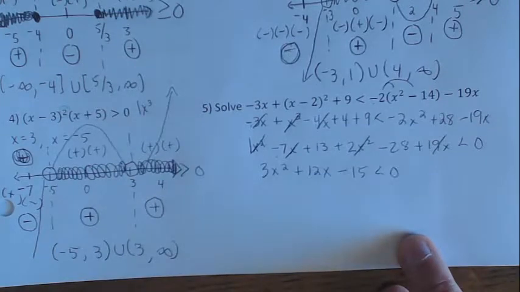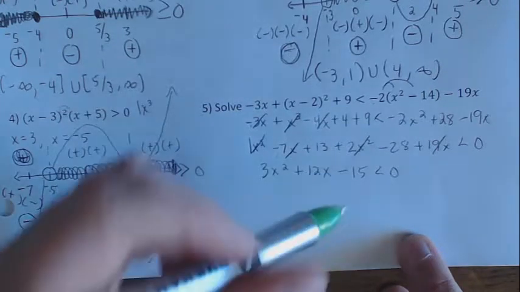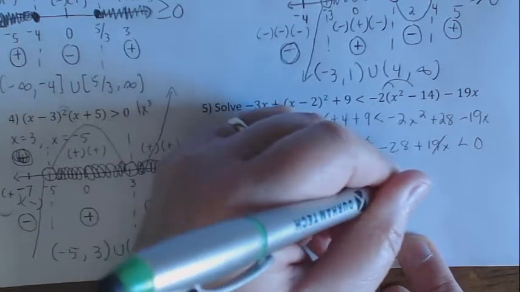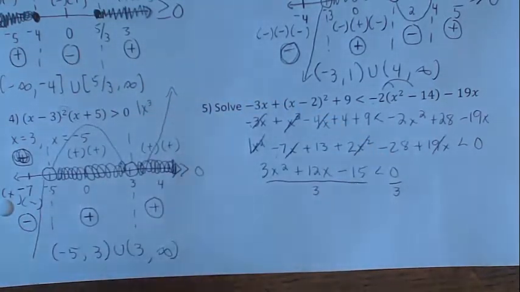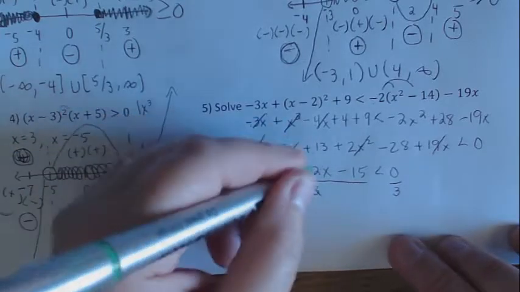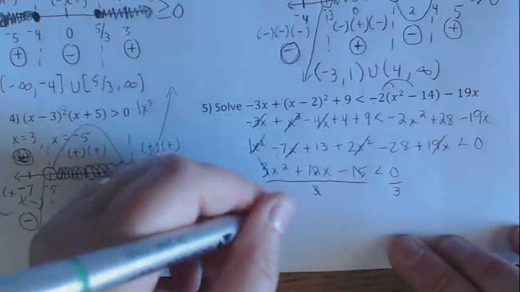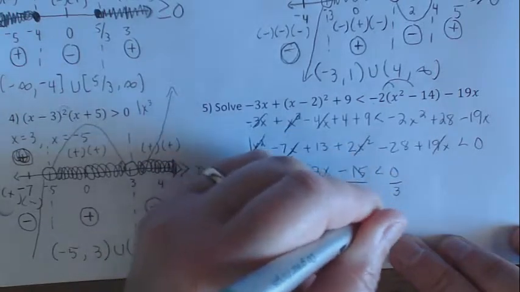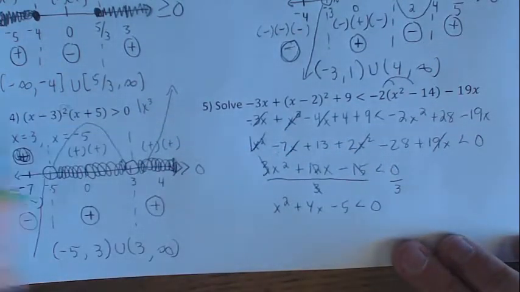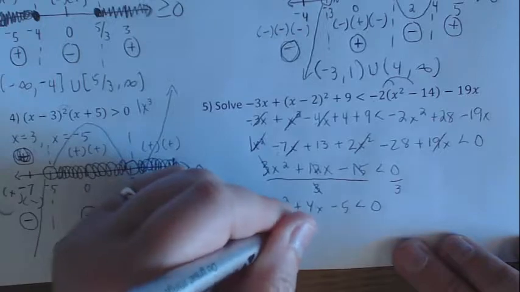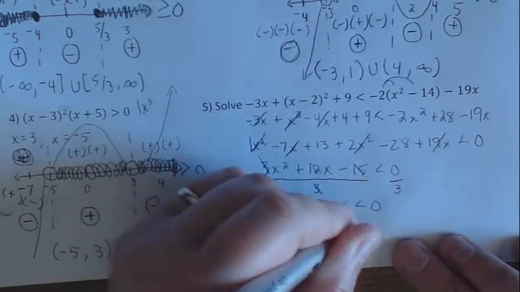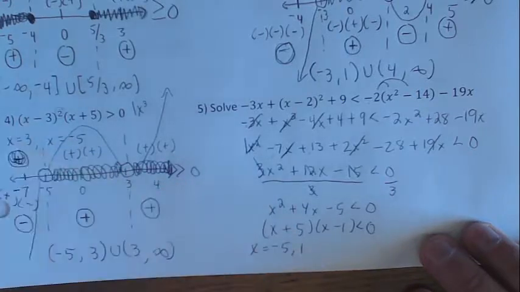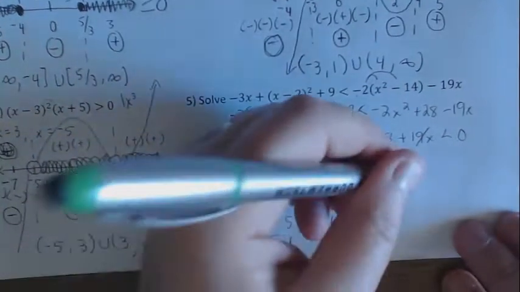And then I notice that there's a 3 that divides into all 3 terms. So I'm going to divide out the 3, which is legal. And it's not a negative, so I don't have to worry about the sign changing. So that's going to reduce this function to x squared plus 4x minus 5, and it's less than 0, and that factors. And so I'm going to factor it into x plus 5, x minus 1 is less than 0. My zeros are -5 and 1.